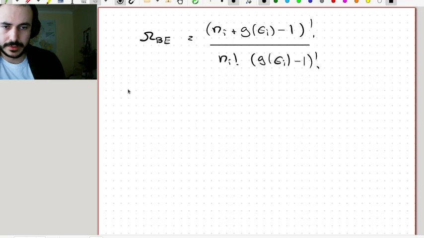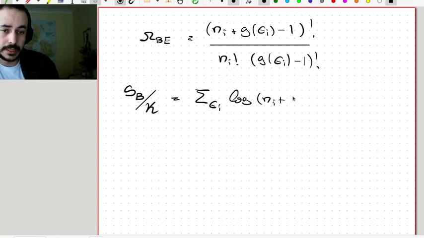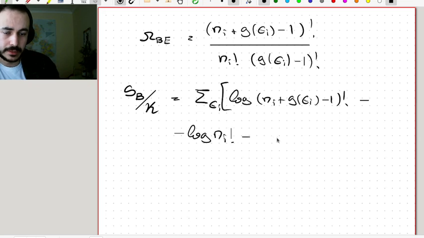I'm going to do it step by step because in the lecture notes I kind of skip something, but this is just because we have done it so many times. We want to calculate the Boltzmann entropy, which is proportional to the logarithm of this thing, and the logarithm in this case is just the sum over the energies of the logarithm of (n_i + g_i - 1)! minus the logarithm of n_i! minus the logarithm of (g_i - 1)!.